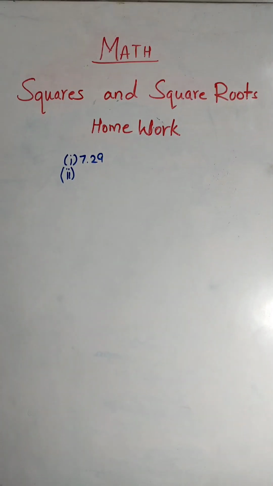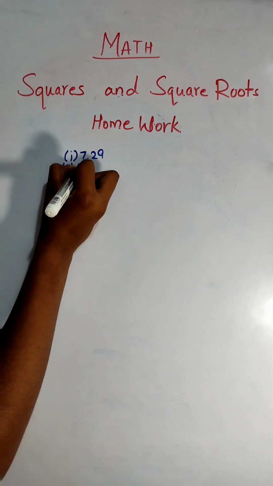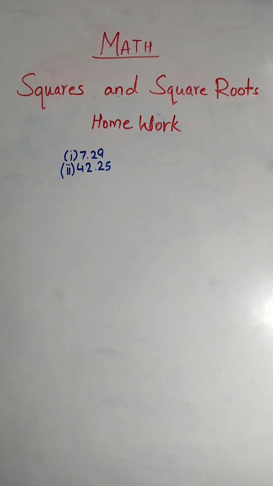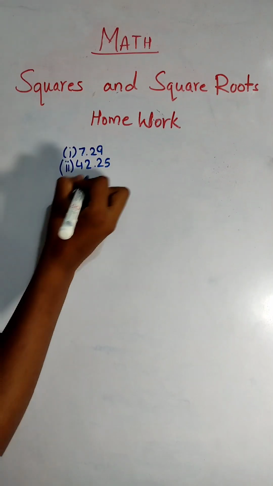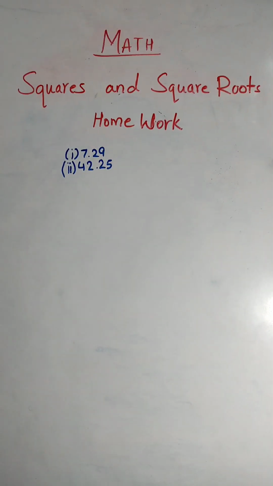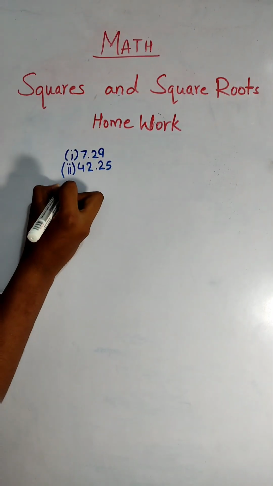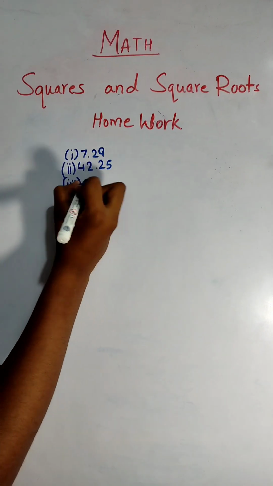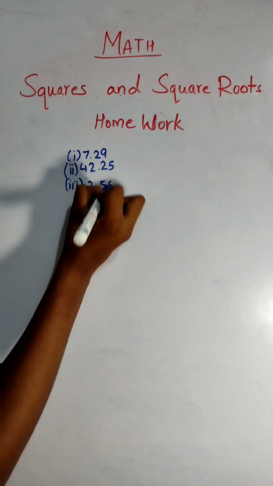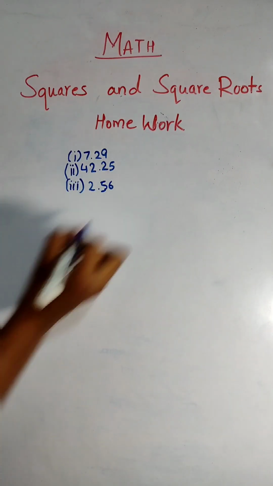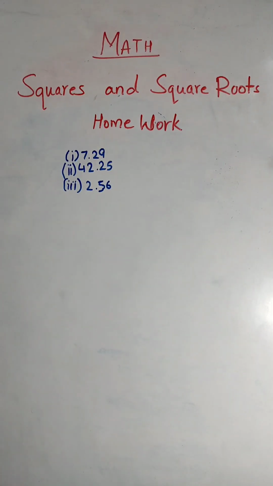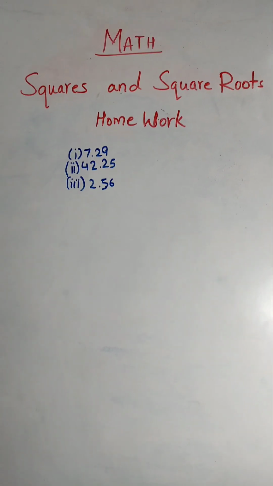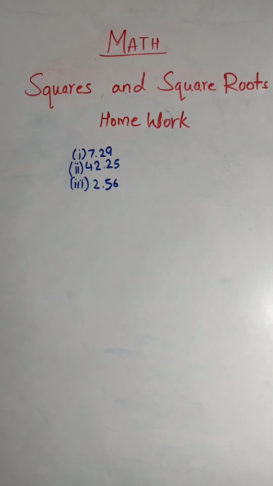Then find the square root of 4225. All these numbers are going to be in decimals. Just remember where the decimal point is located. And the third one for this topic will be 2.56. These all are very simple. Go ahead and try it on your own, and comment the answers down below for all of these homework sums.